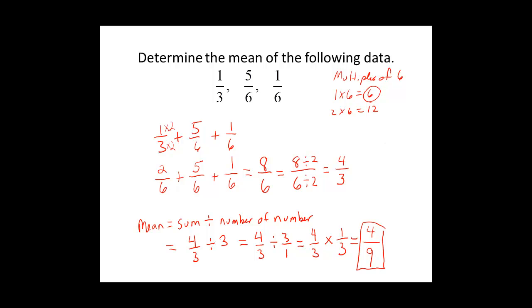So let's review how to determine the mean. First, we added the numbers together. That's what we did here. Add. And we went through and we simplified that as much as possible. Then we took that sum and we divided it by the number of numbers, which was 3. We had to change the division to multiplication and follow the rules for multiplying fractions. So the mean is 4/9.